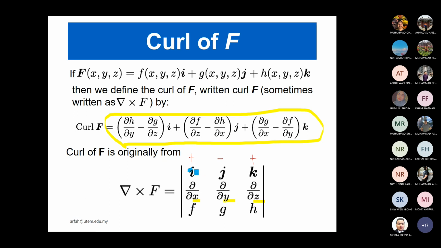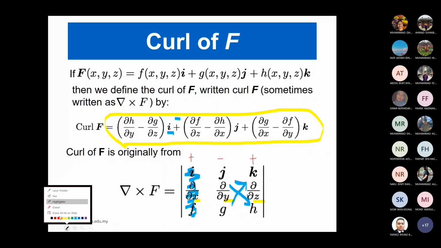for the i component, so kita just tutup column i, so you are going to have this one, cross multiplication. So it will be delta h over delta y, okay, minus partial derivative for the g function with respect to z for i. Okay, and then dia boleh jadi plus atau minus. Kalau awak letak minus for this one, okay, kita akan tutup j component pula, because we are going to find the integration with respect to j.